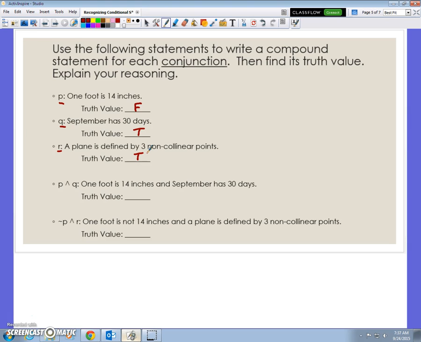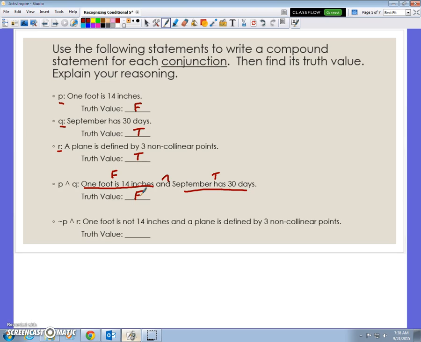I have a false and 2 trues. It says 1 foot is 14 inches and September has 30 days. Well, if either of those parts is false, like say the first part, even though this is true, both of them must be true to be an and statement and have a true truth value. So in this case, if one of the parts with the and is false, the truth value has to also be false. Both have to be true.